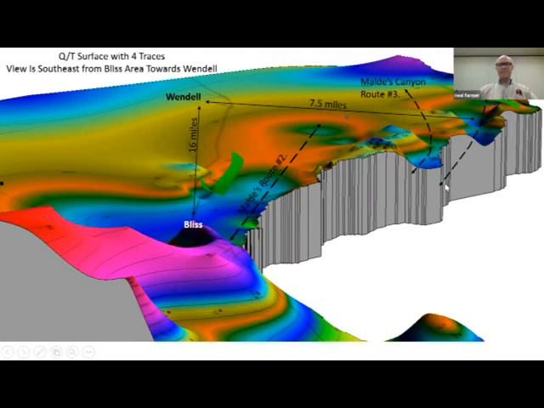And you notice how high the QT contact comes up at Bliss, which is kind of problematic in understanding some things down in that area. This is actually land surface. People are building homes right here, as well as up here to the north. And we're looking to the southeast in this image.